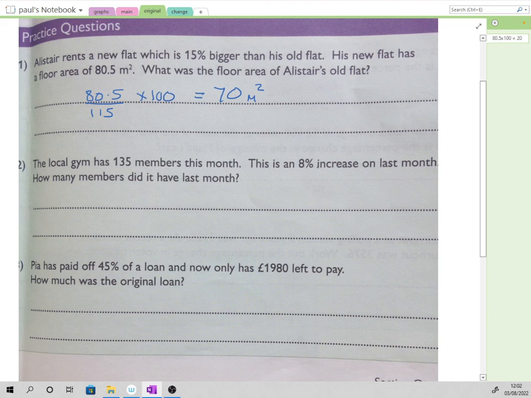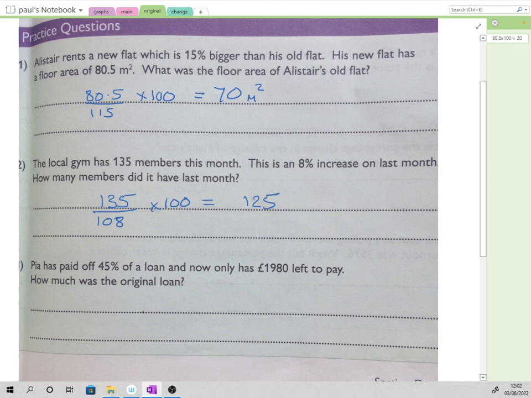A local gym has 135 members. This is an 8% increase on last month. How many did it have last month? So it's an increase, so we add. So we take the 135, we add 100 onto that, which is 108, and we multiply it by 100 to find out what the answer is. 135 divided by 108 times 100 is 125 last month.